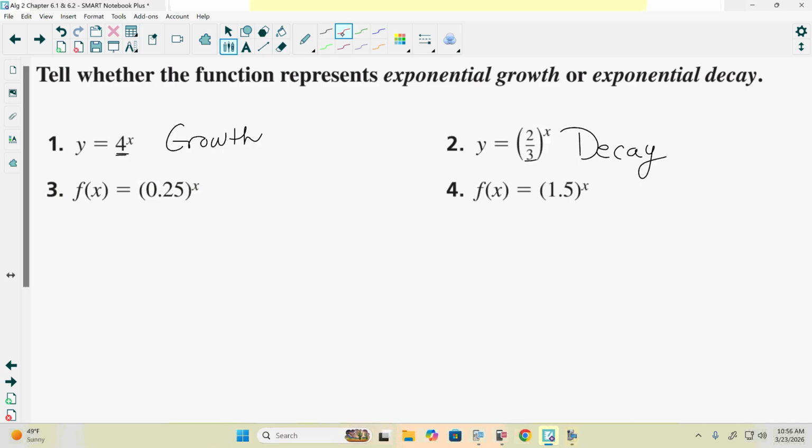F of x equals 0.25 to the x. 0.25 is our base. That's decay. Since it's smaller than 1, it is decay. Number 4, f of x equals 1.5 to the x. 1.5 is bigger than 1, so it is growth. Questions on these 4 here?